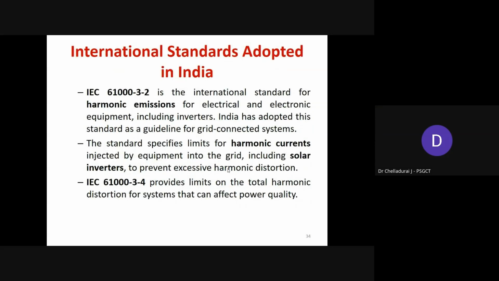And for international standards adopted in India, IEC 61000-3-2, this particular international standard for harmonic emission, is mostly what is adopted in India. The standard specifies the limit of current harmonics injected by equipment into the grid, including solar inverters, to prevent excessive harmonic distortion.